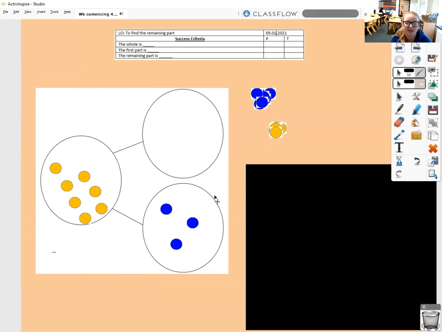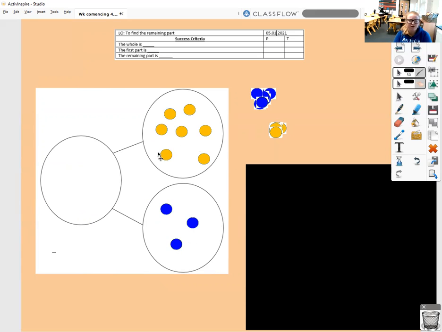The first part is 1, 2, 3. The first part is 3. What is my remaining part? How do I find my remaining part? Move my yellow counters into the part that is left, just like this. The remaining part is 1, 2, 3, 4, 5, 6, 7.